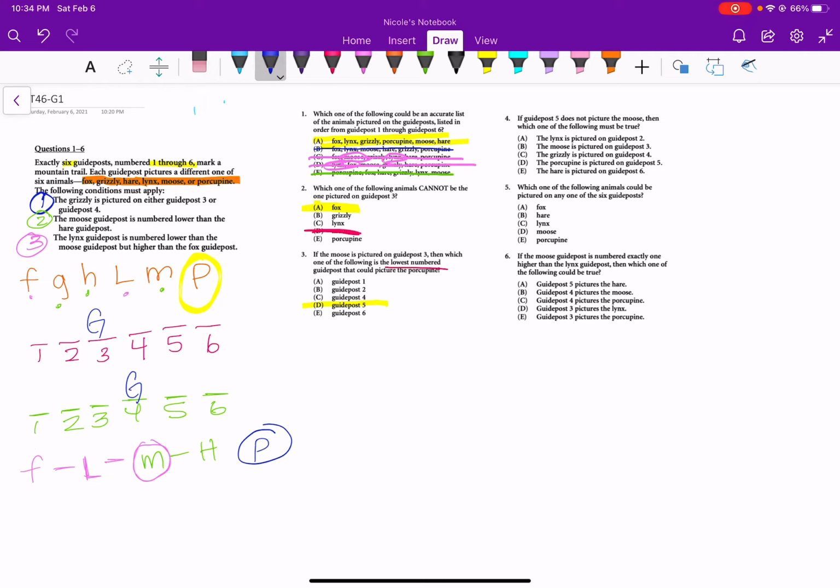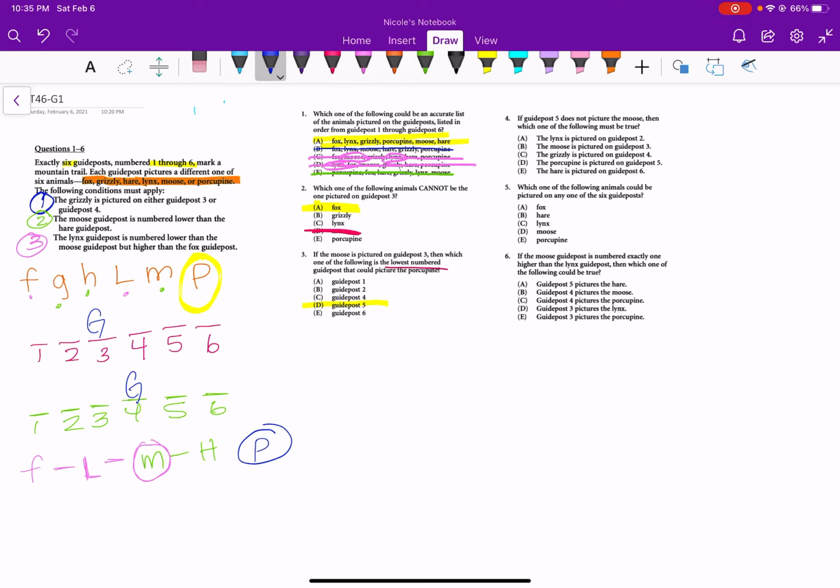All right, next question. If guidepost 5 does not picture the moose, so it's saying if 5 is not the moose, then which of the following must be true? Okay. So if 5 is not the moose, where is the earliest the moose could go?